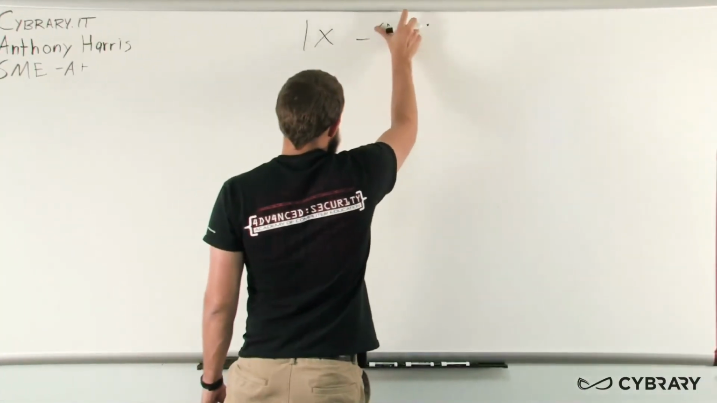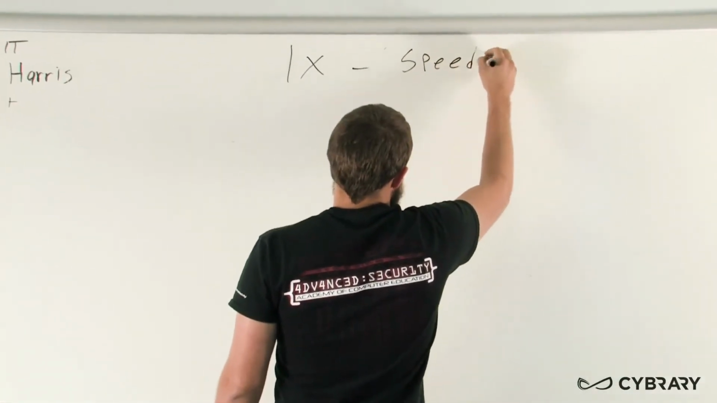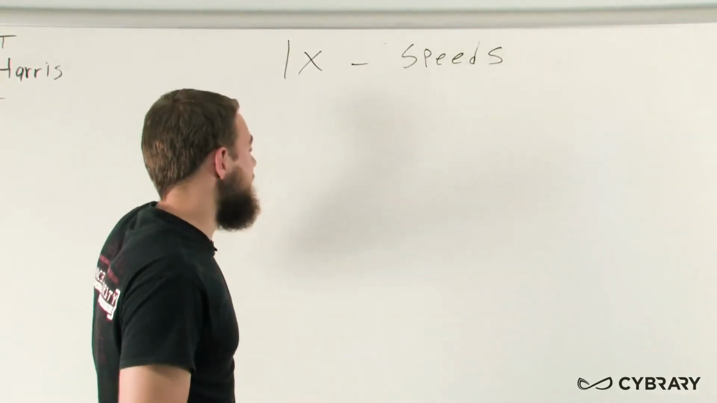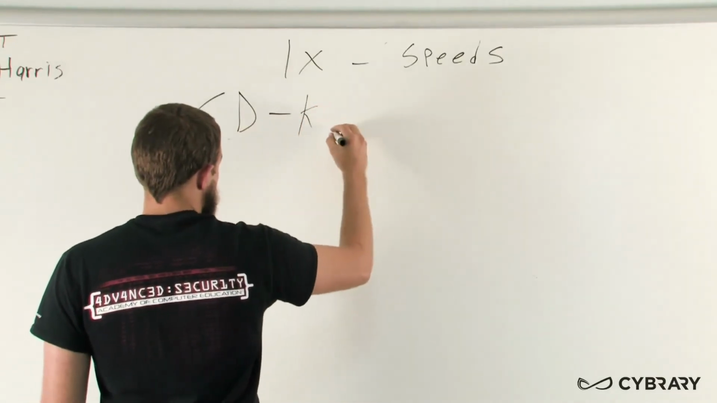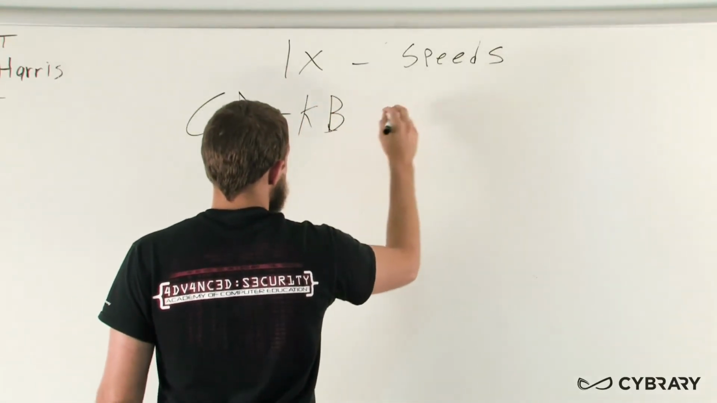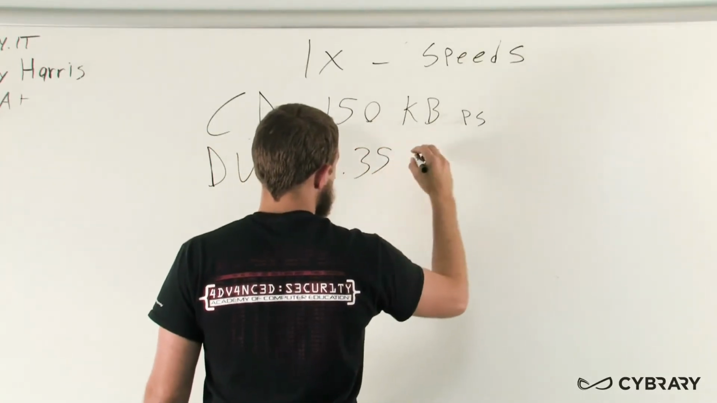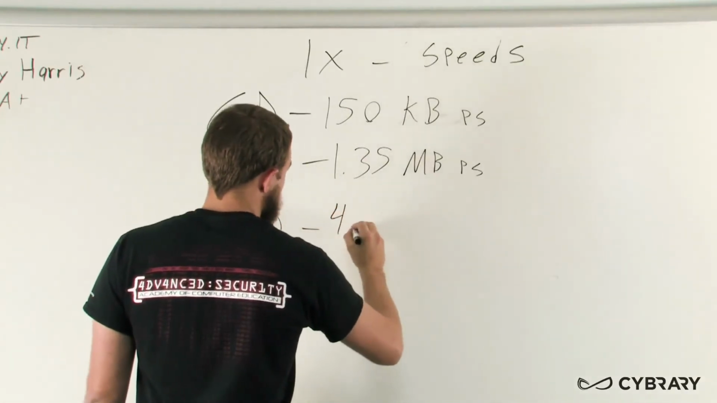The speeds that we're going to mention here are at 1x. So these are going to be our 1x speeds. So if you have a drive that says it writes at 4x, it'll be 4 times the speed that we list here. For CDs, our 1x speed is going to be 150 kilobytes per second. DVDs will actually be 1.35 megabytes per second. And then our Blu-ray discs are actually going to be 4.5 megabytes per second.